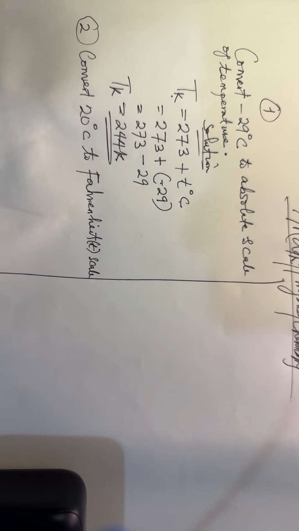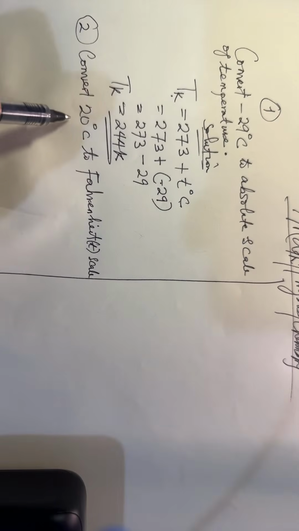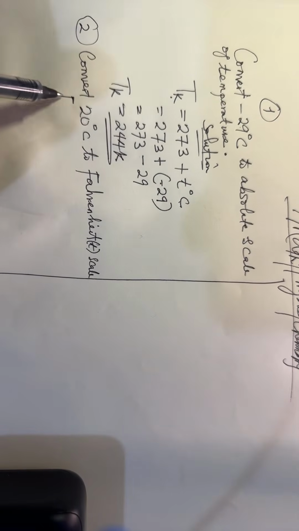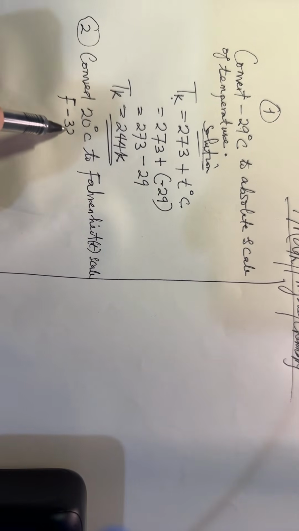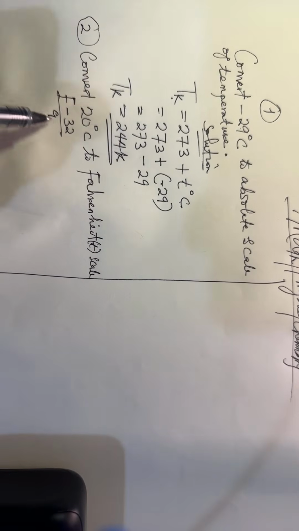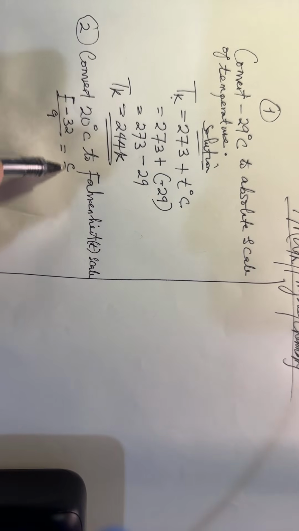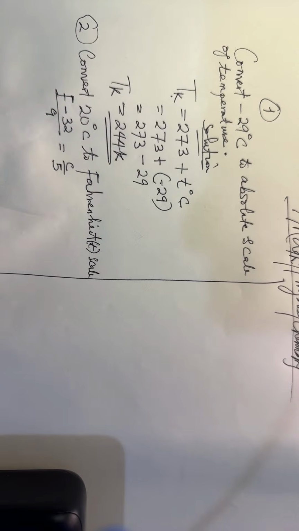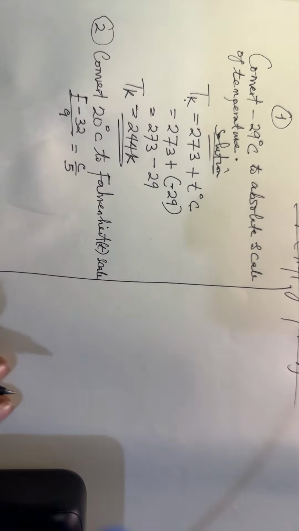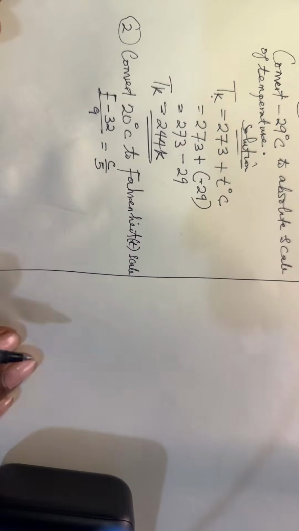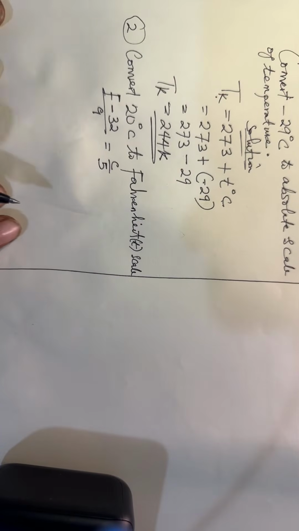Let's start solving. Let's see what you have, if it is correct. So the formula we're going to be using for this is (F minus 32) divided by 9 equals C over 5. I can put this formula in different formats and still use it to solve. We will still get the same answer.